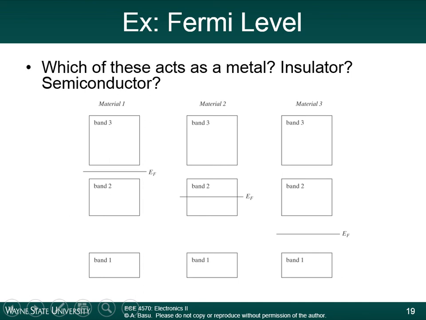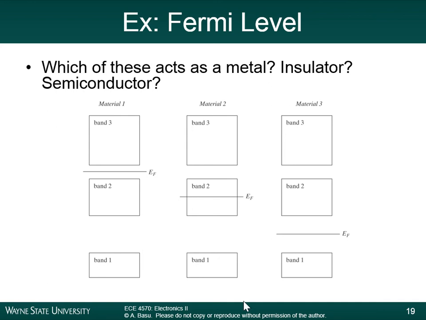So the difference between material 1 and material 3, as Andrews pointed out, was that at EF there's a small gap between the two bands. The band gap here is small, and in this case the band gap is large. Large band gap materials tend to behave more as insulators.